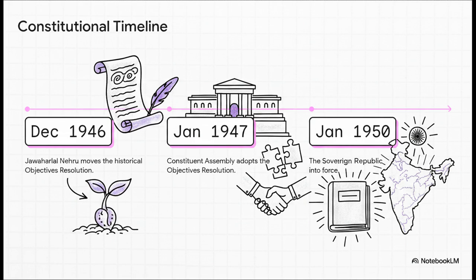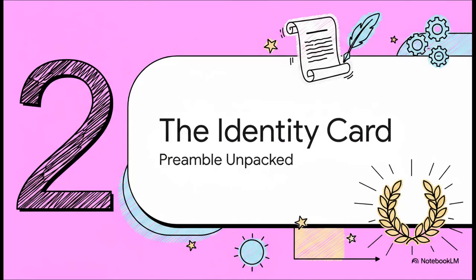The Constituent Assembly then adopted this blueprint on January 22nd, 1947, and it was these guiding principles, these core philosophical ideals from the resolution that influenced the shaping of the fundamental law of the land through all its stages, right up until the Constitution finally came into force on January 26, 1950. Section 2, Unpacking the Identity Card.